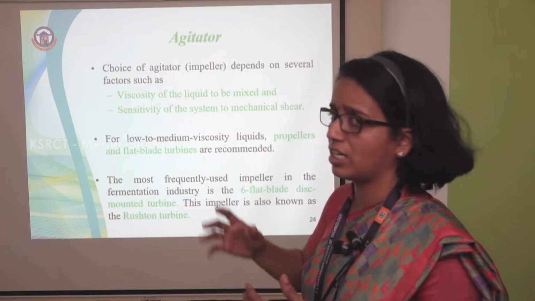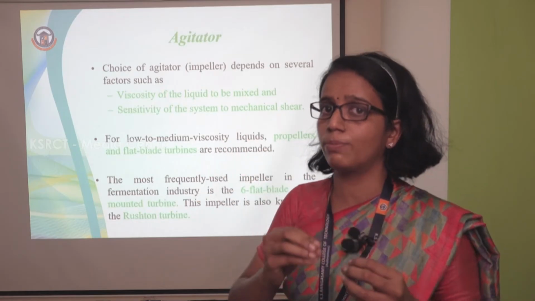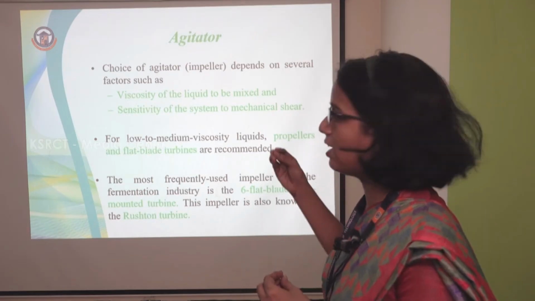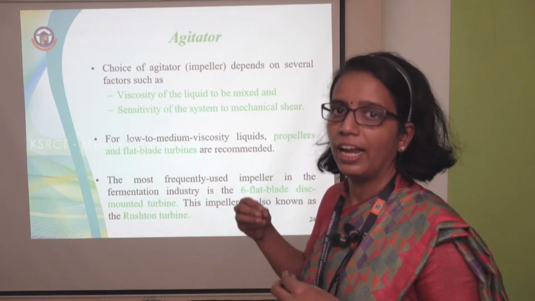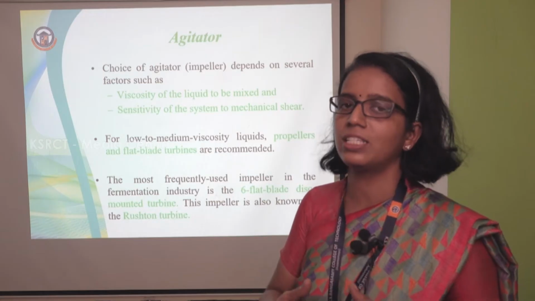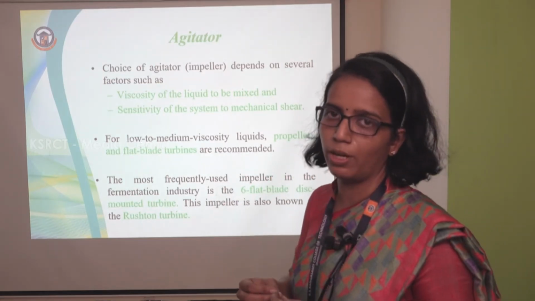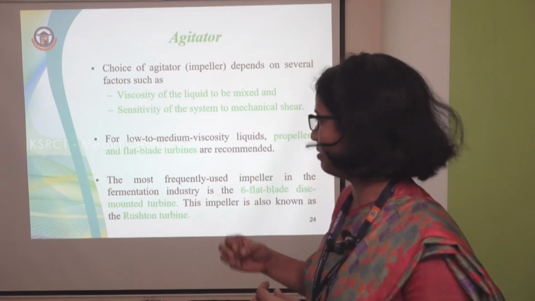Next, the agitator should be chosen based on the viscosity of the fluid. If it is low viscous, then normally flat blades are used, and for high viscous fluids, or normally for industrial use, a 6-blade flat blade disc turbine is used. It is also called the Rushton turbine.